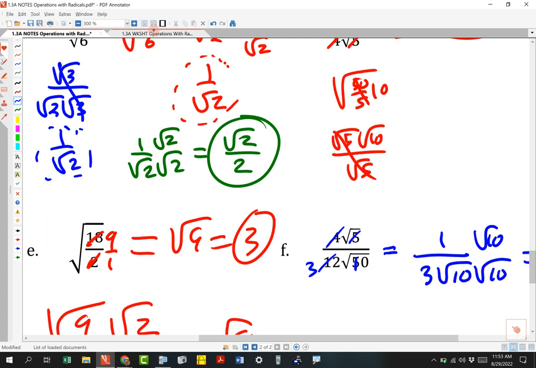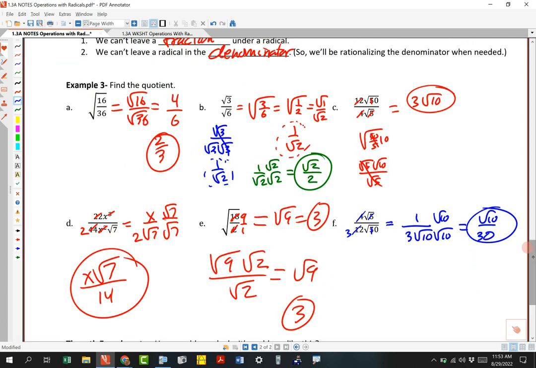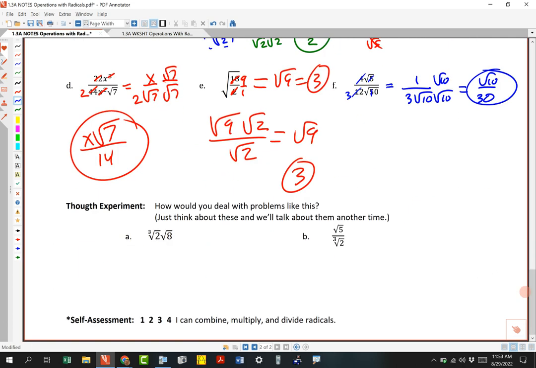That's it for the stuff that you're going to see on your assignment. But if you take a look at these guys right here, how would you deal with those problems? I think we've seen one like A. We have not seen one like B before. So stop and think about each one of those.